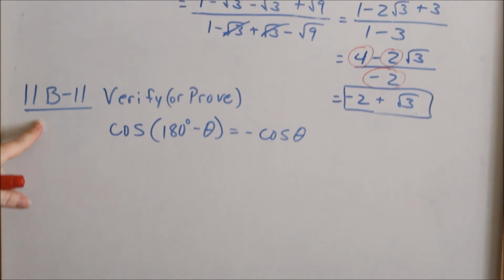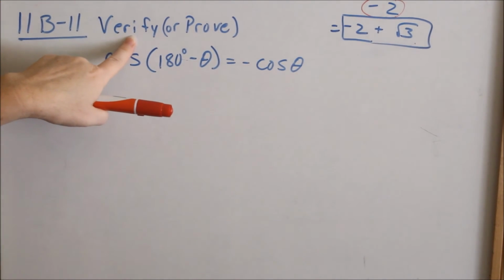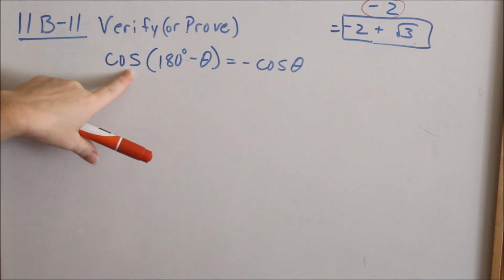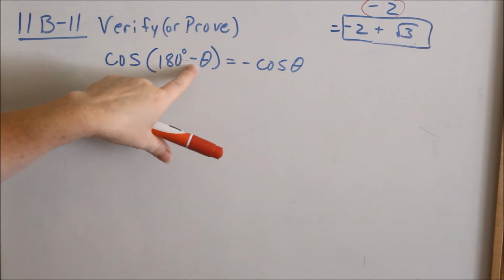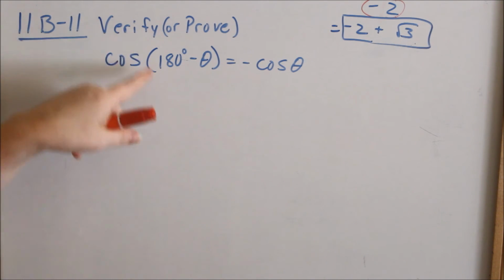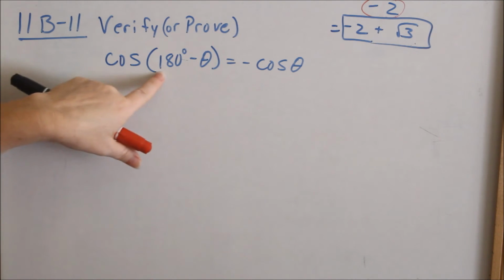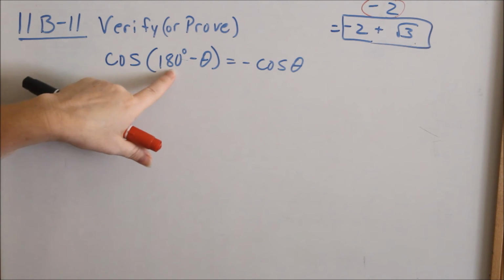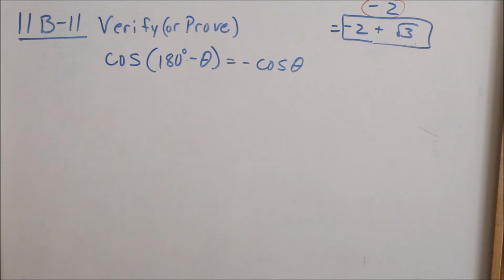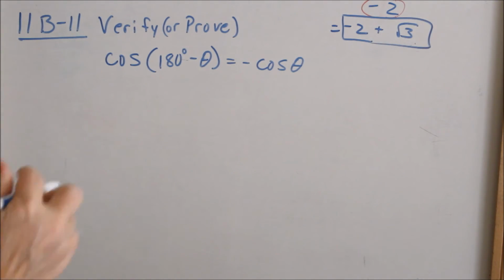Okay, so now we're going to look at 11b, number 11. This problem says to verify. Also, the word verify means prove. You have this: cosine of 180 degrees minus theta equals negative cosine theta. You're trying to prove or verify the left side equals the right side. Notice here, this is a difference, 180 degrees minus theta, a difference identity of cosine. So you have to use the formula for the difference identity of cosine in order to prove this.